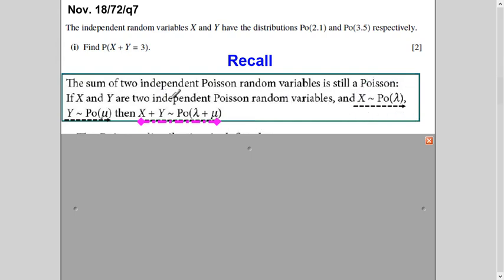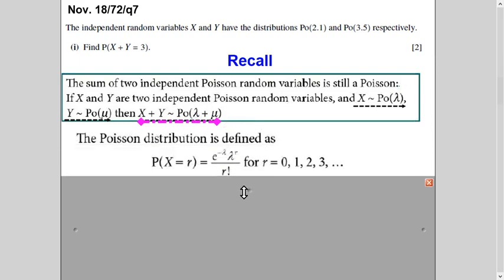If you're talking about two of them together, like here it is asked, x plus y, you can add up their lambdas. By lambda, I mean the value given to you here. And the second concept is the formula. For the Poisson distribution, for example, you have to find the probability for x equals r. The formula is e power minus lambda, lambda power r over r factorial. And r could be any number, it goes on and on. So this is the basic concept you need to remember.